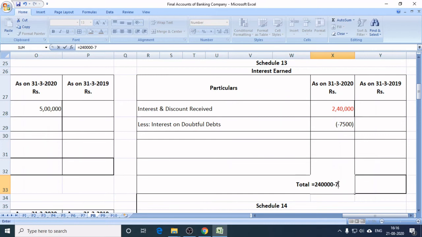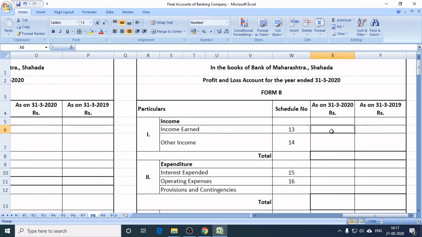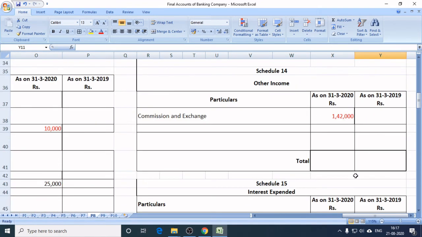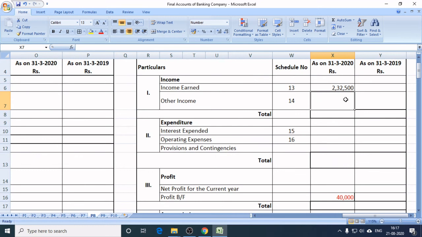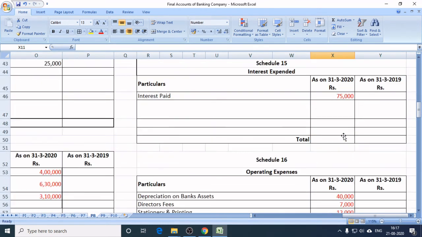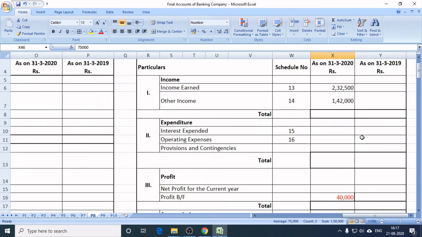2,40,000 minus 7,500, so 2,32,500. तो यहाँ पे I will write 2,32,500. ओके, उसके बाद शेड्यूल नंबर 14 है. 14 के अंदर खाली एक ही इनकम है, that is commission and exchange. तो 1,42,000. तो यहाँ पे आएगा 1,42,000. ओके. उसके बाद शेड्यूल नंबर 15 है. यहाँ पे हमारे पास खाली एक ही फिगर है 75,000 का, वो खाली यहाँ पे ऊपर आएगा 75,000 rupees.